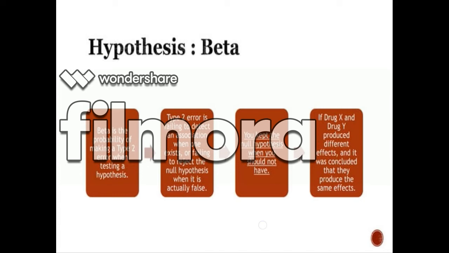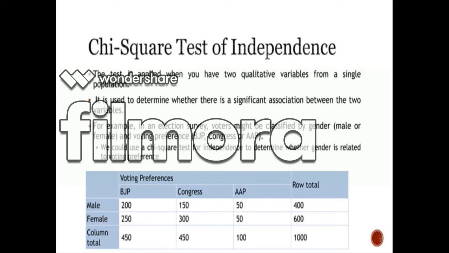For example, in an election survey, voters might be classified by gender, male or female, and voting preference. We could use a chi-square test for independence to determine whether gender is related to voting preferences. So we have male here in this table, female in the column total. So as you can see, we have the total row and we have the different departments right here, presenting the different numbers.